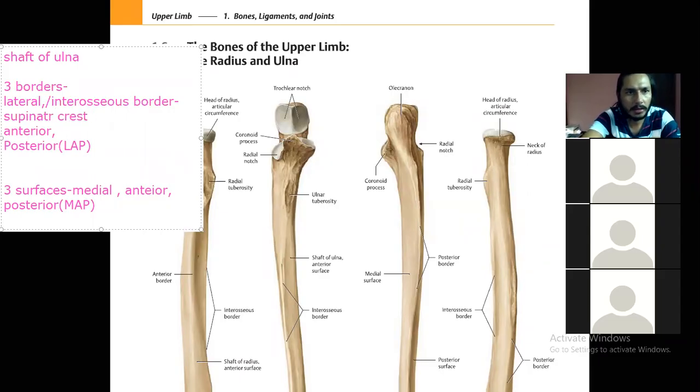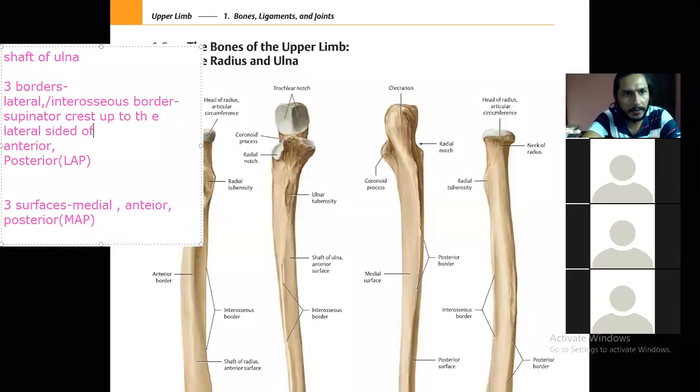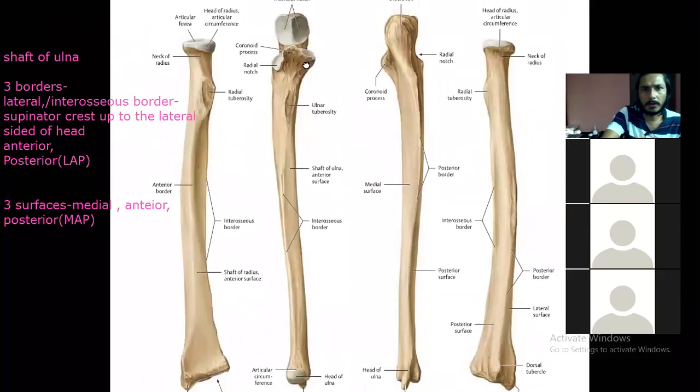Supinator crest, up to the lateral side of the head. So that is the interosseous border, and it is the sharp border and the most prominent border. You can feel this border. So this border you can see here.